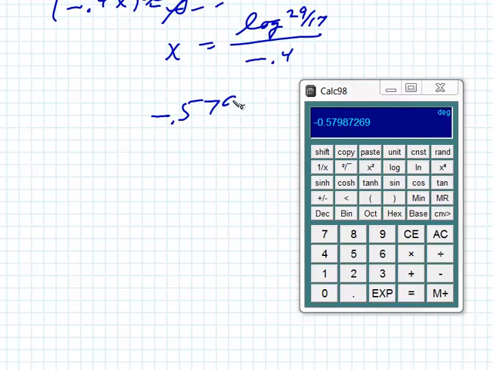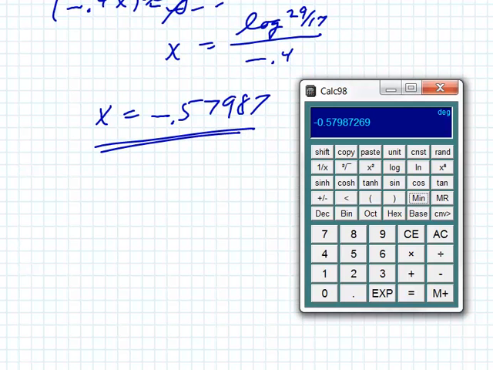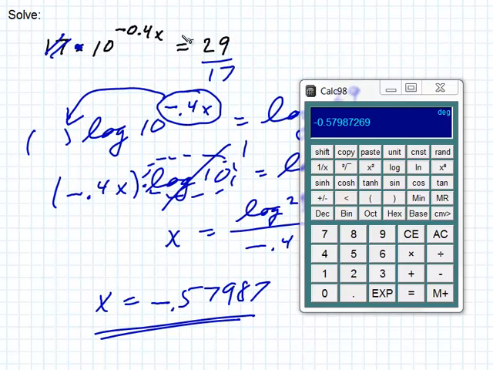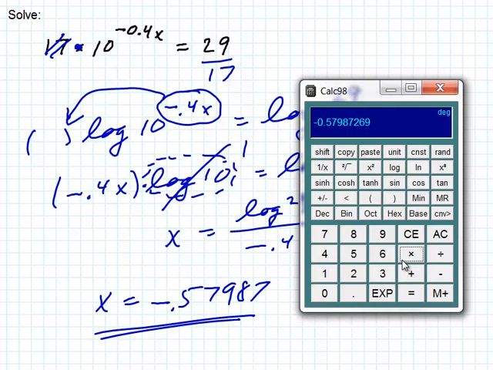0.57987. Let's check that that works. I'll put it in memory. And let's come up here. Actually, I don't need to put it in memory. I can take that number times 0.4, and change the sign, equals. So that's this exponent. Now take 10 to that power. So I can hit Shift, and where the log key was, I now have a 10 to the A key. I'll do that. And then let's multiply the result by 17. Let's bring the 17 back up here. So if I say times 17, comes out 29. All right? So it all verifies.